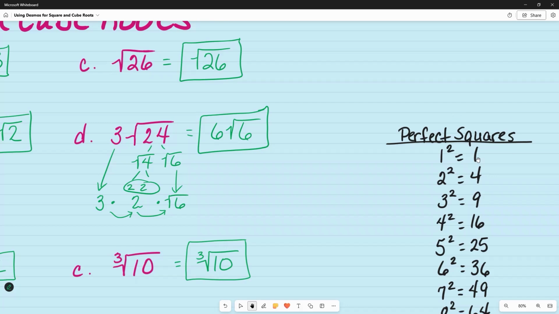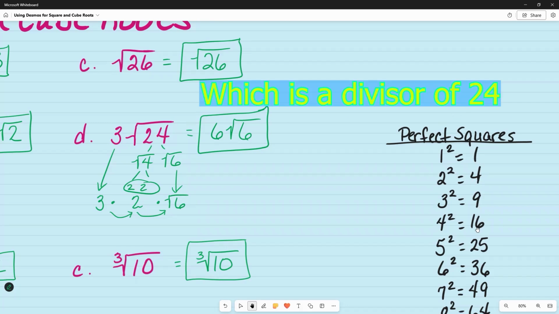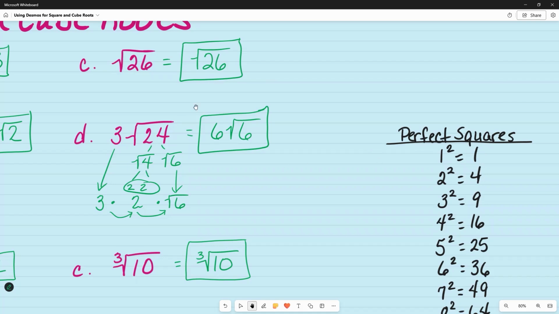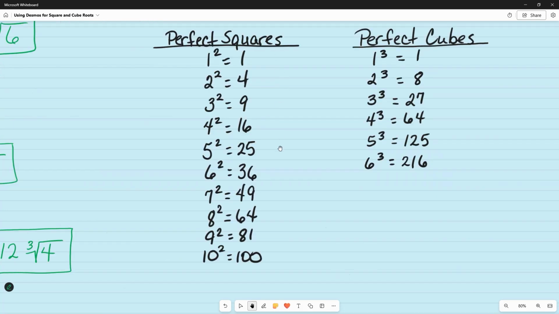Whereas if I just use for 24, I know it has to be 1, 4, 9, or 16. Which one of those are divisible by 24? So it's 4. 4 times what is 24? It's 6. So that's how you start the process if you want to look at your perfect squares and your perfect cubes.